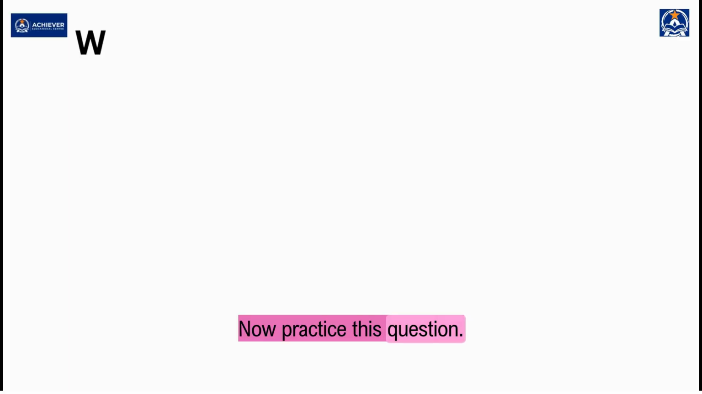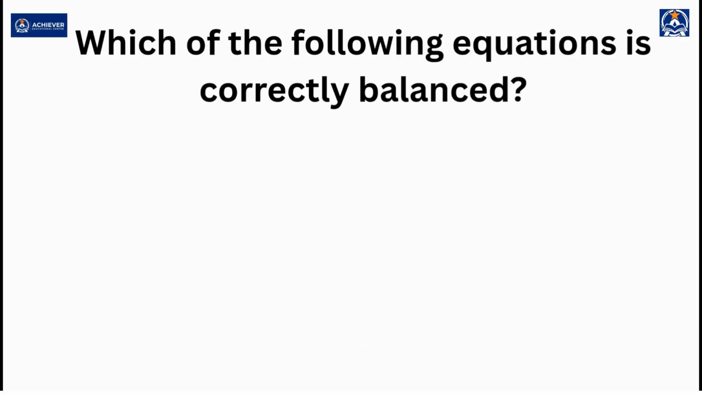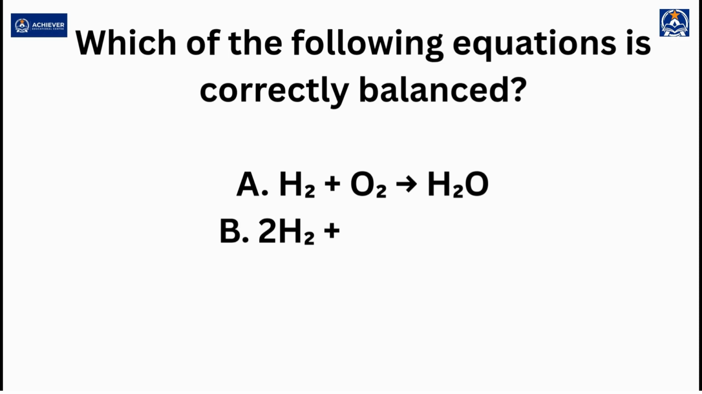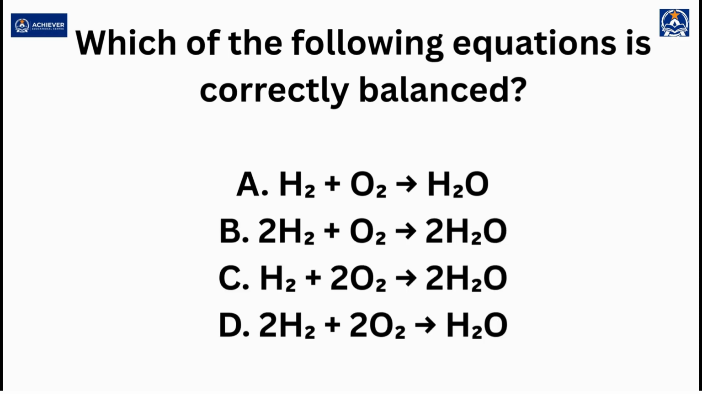Now practice this question. Which of the following equations is correctly balanced? A. H2 plus O2 gives H2O. B. 2H2 plus O2 gives 2H2O. C. H2 plus 2O2 gives 2H2O. D. 2H2 plus 2O2 gives H2O.